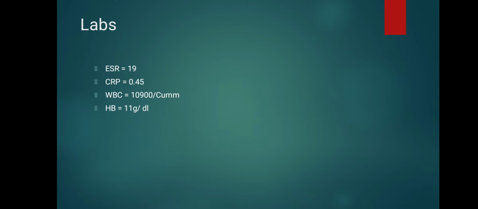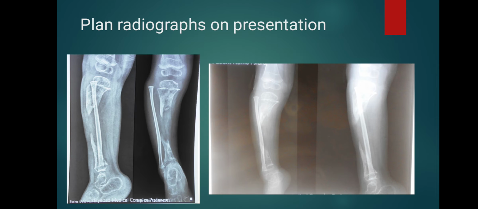We performed lab investigations to rule out any active infection. The ESR, CRP and white cell count, all 3 inflammatory markers, were in the perfect normal range, while the hemoglobin was 11 gram per deciliter.